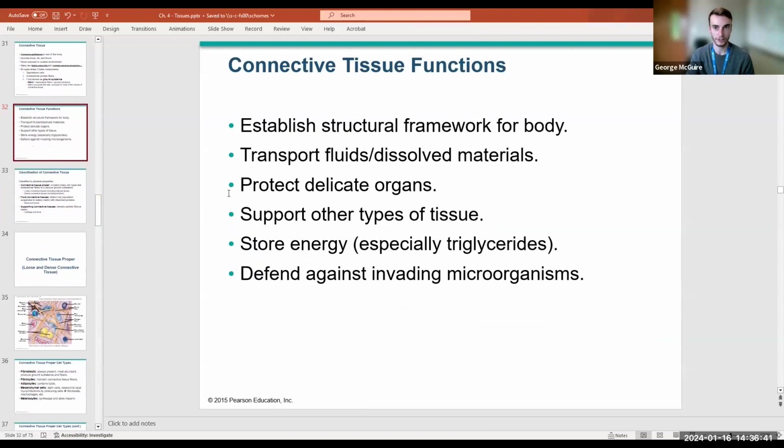Okay. We've kind of addressed this, but generally connective tissue functions to establish our structural framework and to help with transport. Blood is a part here, so transporting those nutrients throughout our entire body, lymph as well, our immune system cells. They protect our delicate organs, they support all other types of tissue, and store energy, especially with our adipose tissue, which is storing fat cells as long-term energy storage. And they help us defend against invading microorganisms with our immune system cells, our white blood cells that travel through the blood.